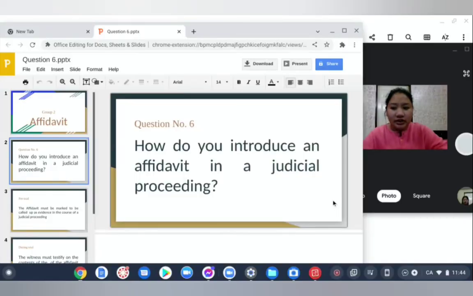Good day, everyone. This is Group 2 for Affidavit. Question number 6. How do you introduce an affidavit in a judicial proceeding? Please take note that the affidavit mentioned for our group is not the same as the judicial affidavit in court, which is why the Judicial Affidavit Rule, or A.M. No. 12-8-8-SC, will not be mentioned in this case.